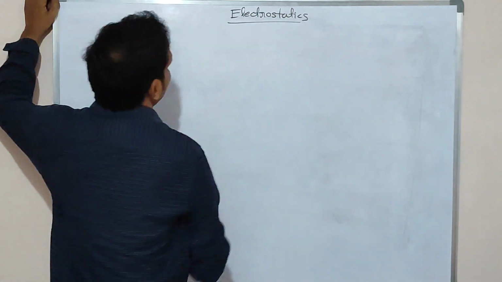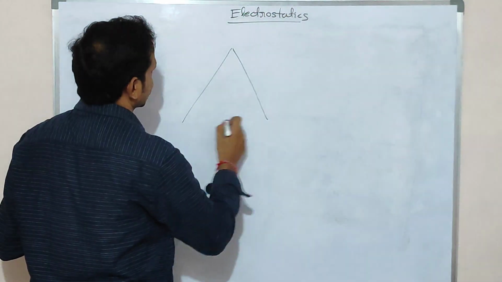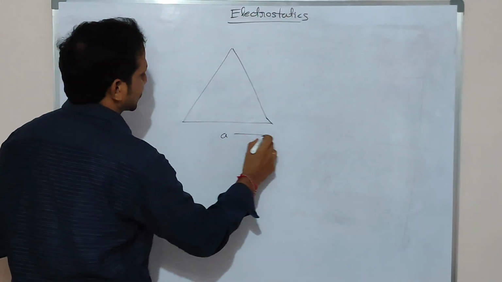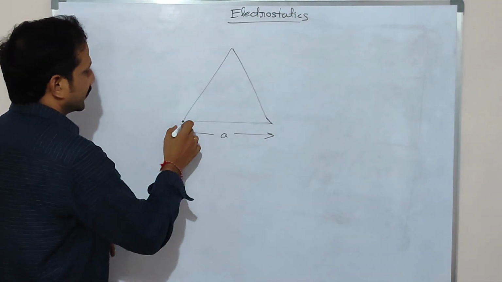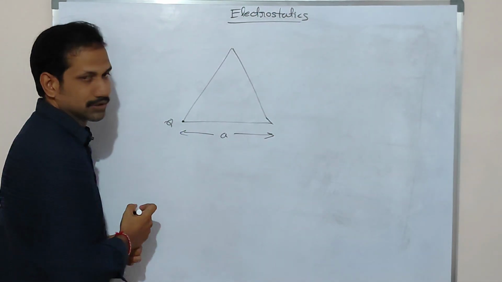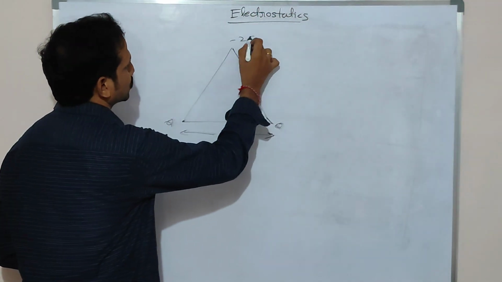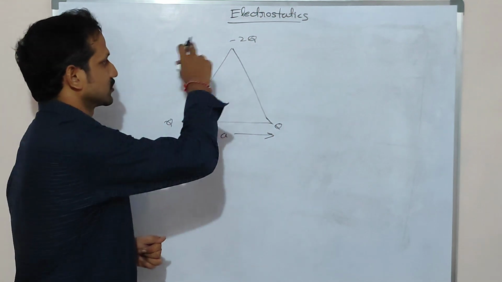Let us consider one example. Let us have three charges placed at the three vertices of an equilateral triangle of side a, and let this be the origin. At the origin, q is placed, at this point another q, and here minus 2q is placed. What is the dipole moment of this system of charges?